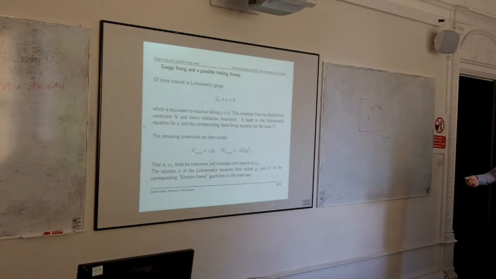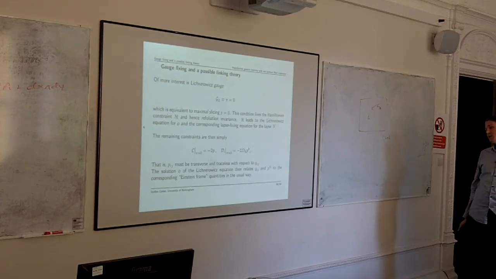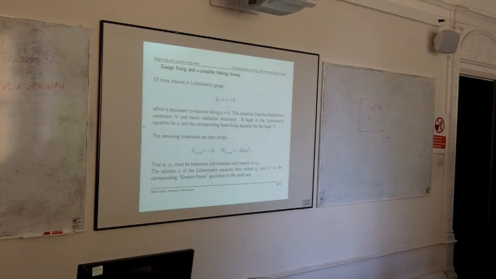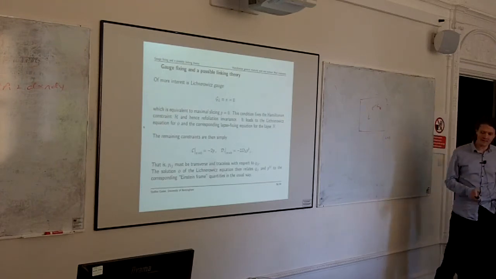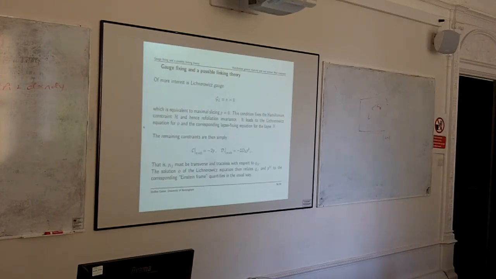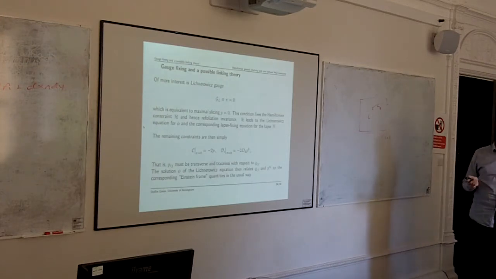And the constraints you are left with would then just be these ones that tell you that this momentum Pij must be transverse and traceless with respect to Qij. And again, that's of course what you are used to from the Lichnerowicz method. So you have to solve the Lichnerowicz equation and relate the solution that you find for this field phi, which would then relate your Q and P to the corresponding Einstein frame quantities in the usual way. Right? So this is, again, nothing new at all, but it's just from a different perspective. Of course, the question would be to generalize this to the York method at least, and allow more general types of gauge fixings, which is more complicated, and so we actually haven't done that so far.